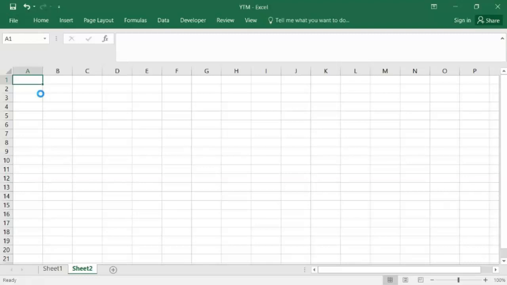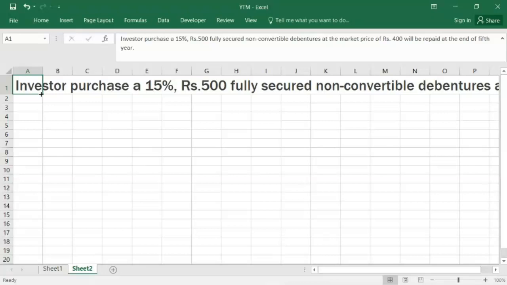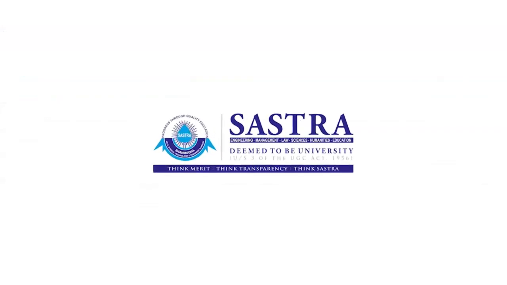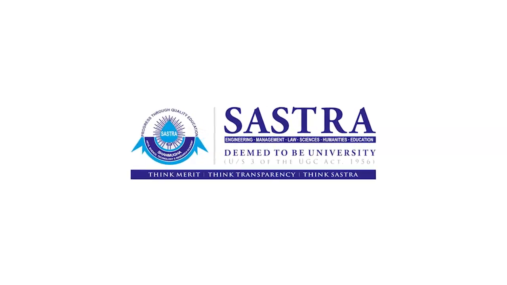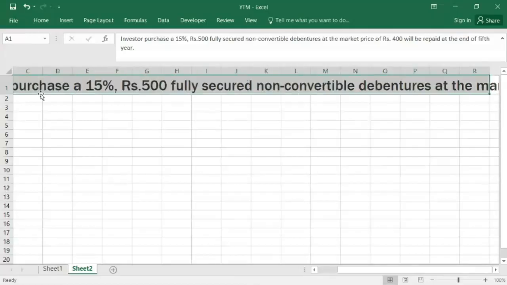Problem, and what are the essential data which is needed for completing this particular problem.